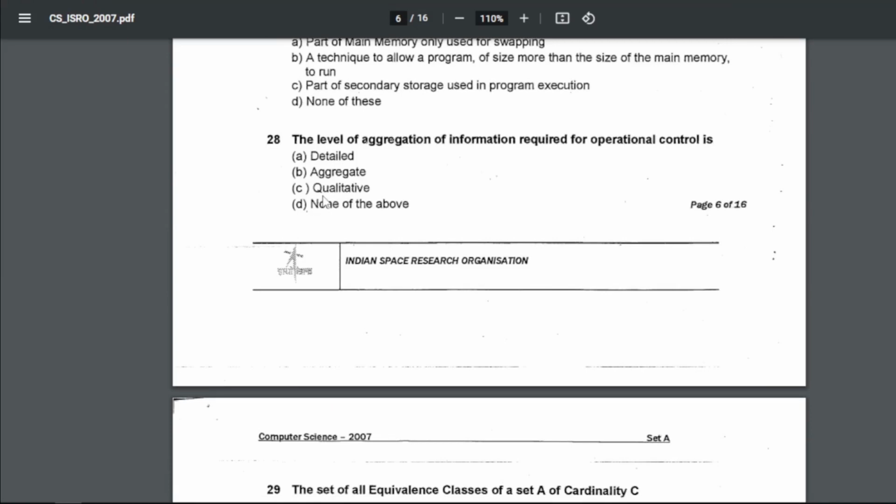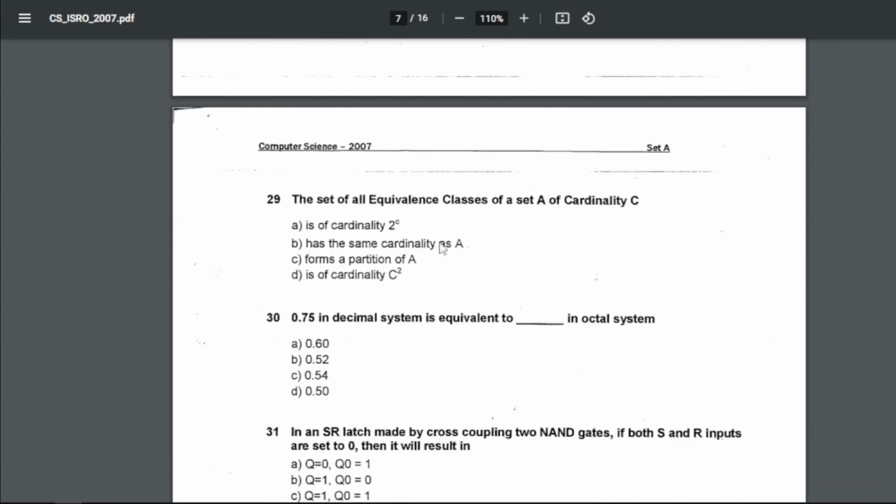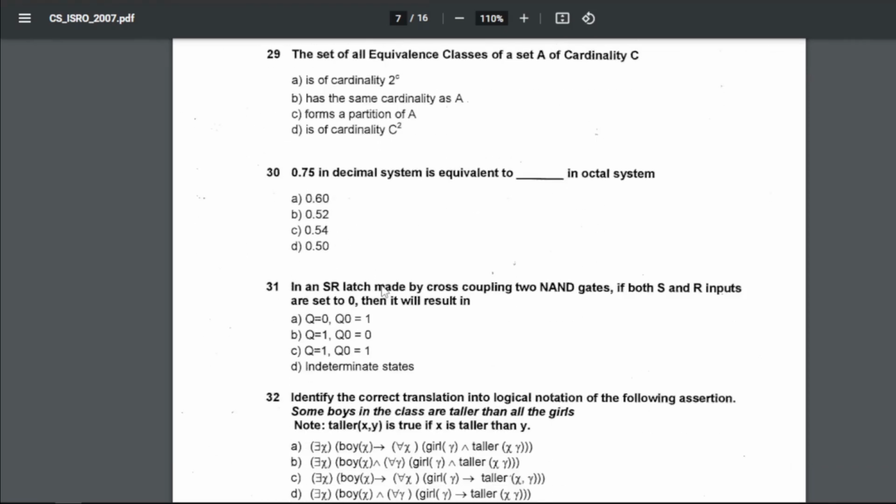Question number 20: the level of segregation of information required for operational control is what? For this our answer is detailed. Next question: the set of all equivalence classes of set A of cardinality C is what? Our answer will be D, it is of cardinality C to the power 2.